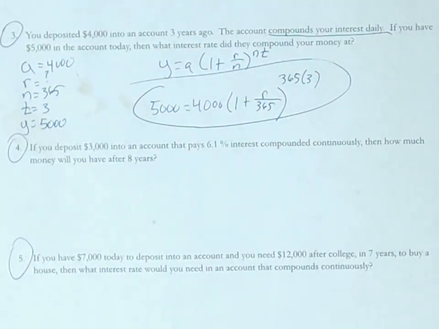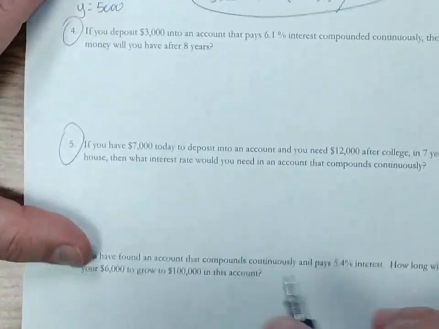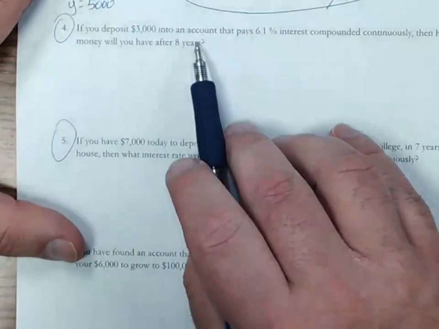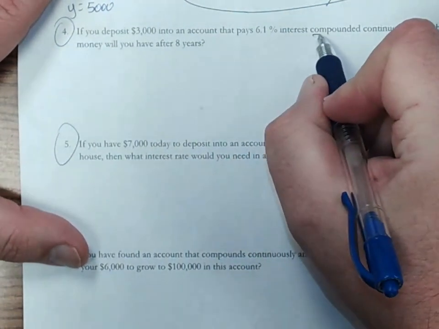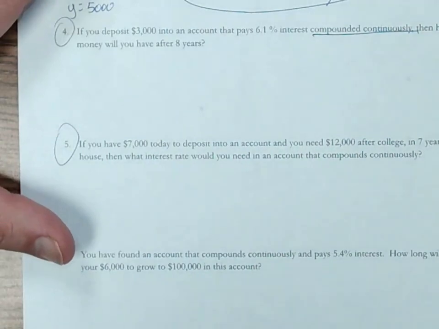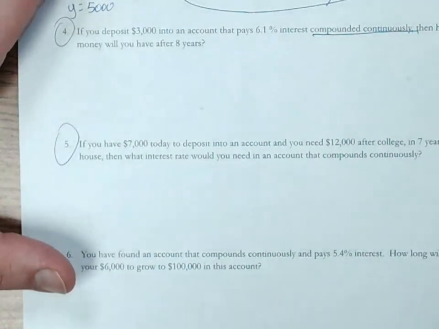Cool. Let's try another one here. Number 4. If you deposit $3,000 into an account that pays 6.1% interest compounded continuously, how much money will you have after 8 years?